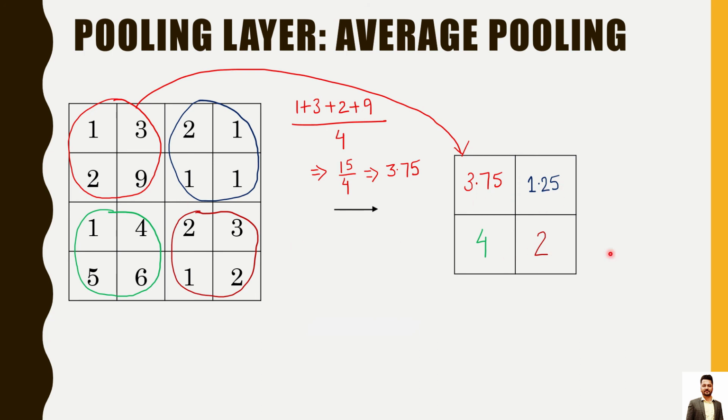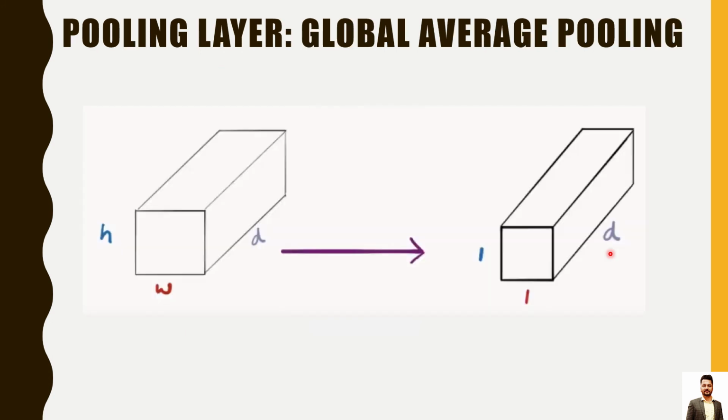So this is average pooling. We are taking the average of the 4 numbers inside the filter. Now global average pooling. Global average pooling is very important. You will realize this in the later sections. It is actually used in ResNet transfer learning. So we will see how it works now.